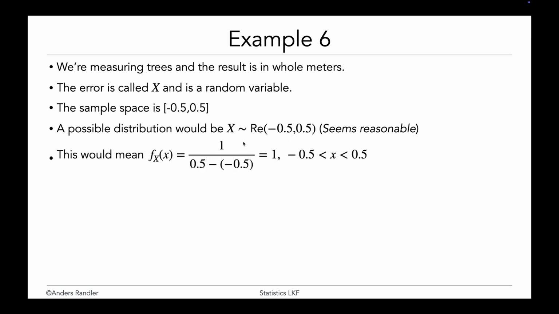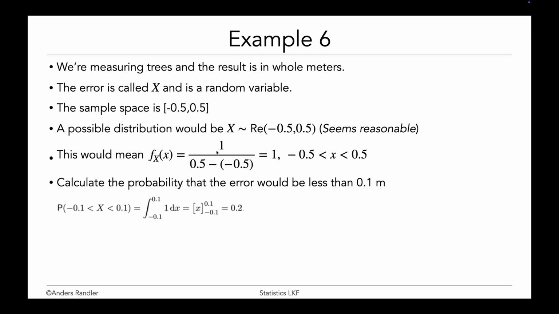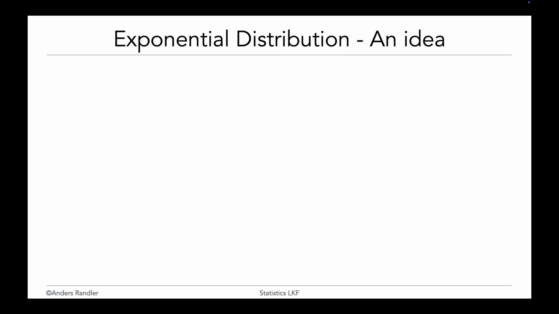So that would mean that I have this function, 1 divided by b minus a. That's just 1 then. Calculate the probability that the error would be less than 0.1 meter. Okay, less than 0.1, it then must be between minus 0.1 and plus 0.1. And if I calculate that, I get 0.2. That's the probability that the error will be less than 0.1 meter. Exponential distribution then. Once again, we'll be looking back on the binomial distribution and the Poisson distribution.